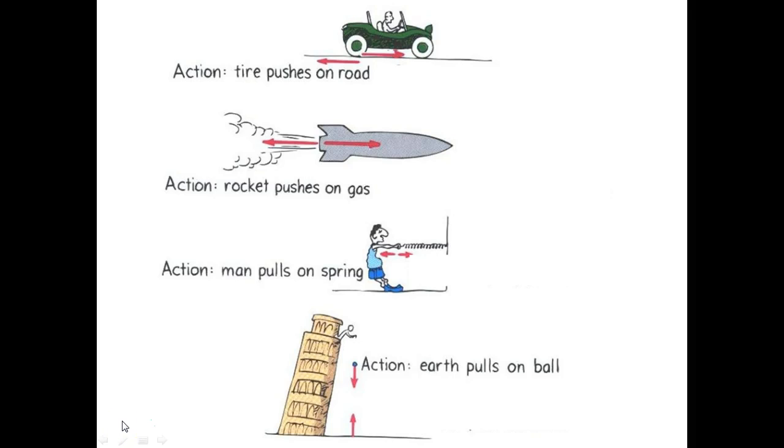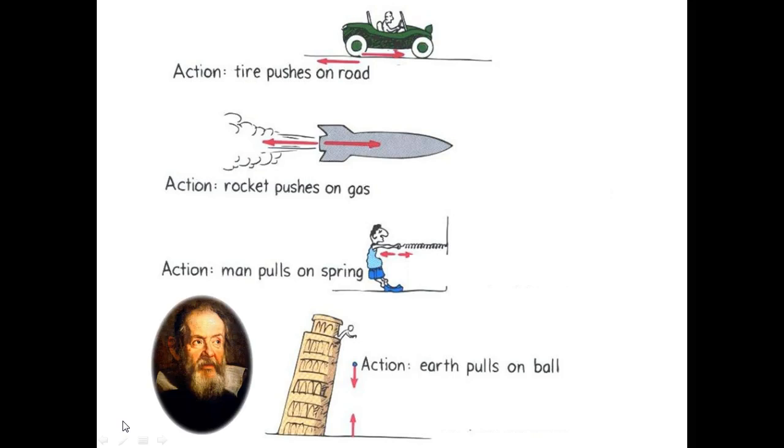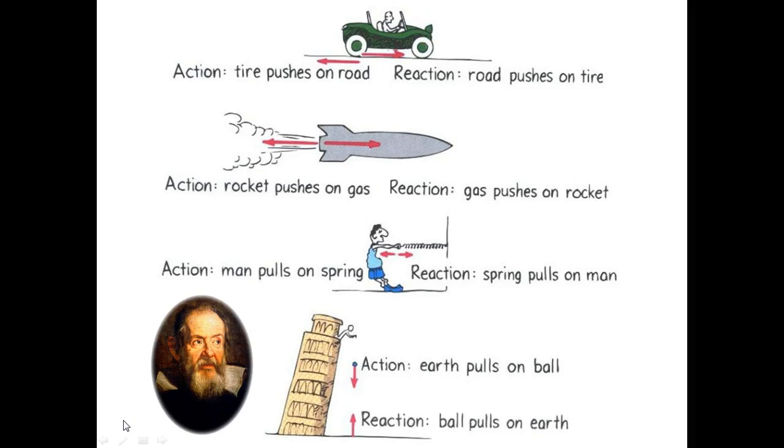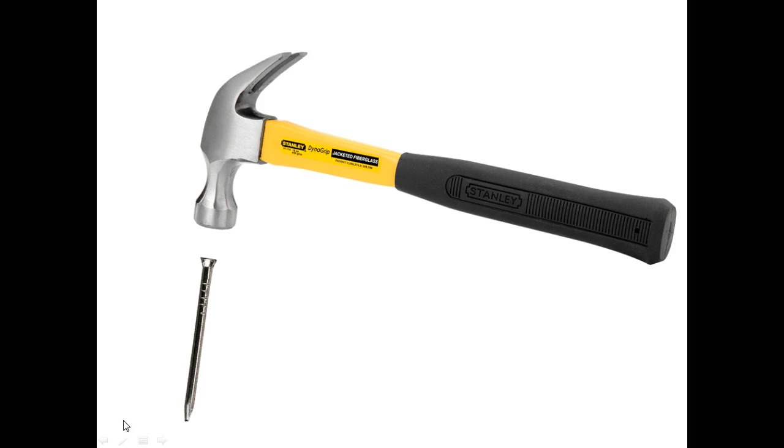Back in our book, we can see four different examples with a car and tires, a rocket, a spring, Galileo dropping balls from the Leaning Tower of Pisa. You can also see revealed the reaction forces. So action and reaction. Tire pushes on road, road pushes on tire, gas pushes on rocket. Spring pulls on man, and ball pulls on earth.